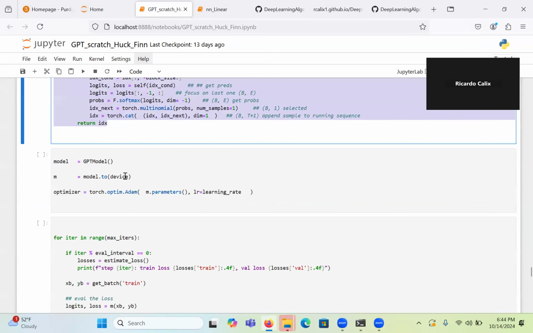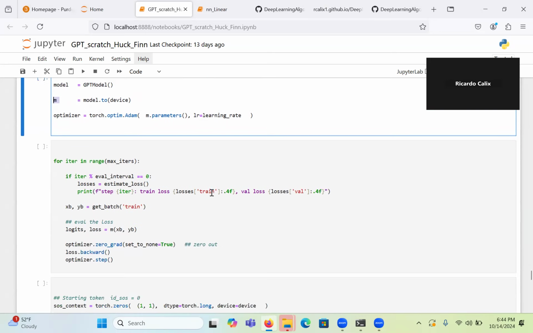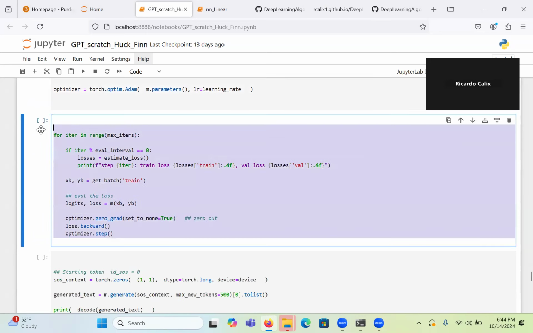All right, so we move from the architecture. So we instantiated the GPT. This model to device is just so that you can add it to the GPU. Then we have the optimizer where we tie the parameters. This is literally all the weights, right? Tied to the parameter and some kind of a learning rate. So now here is the training function, all right?